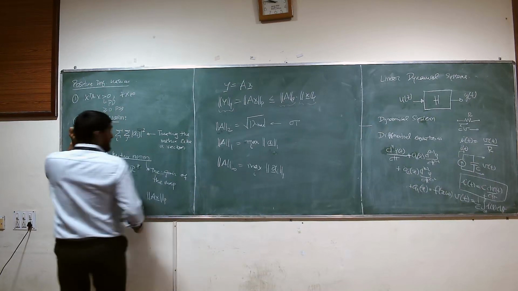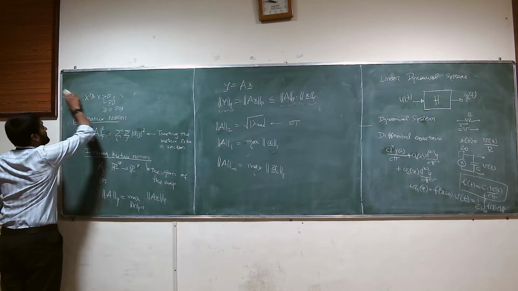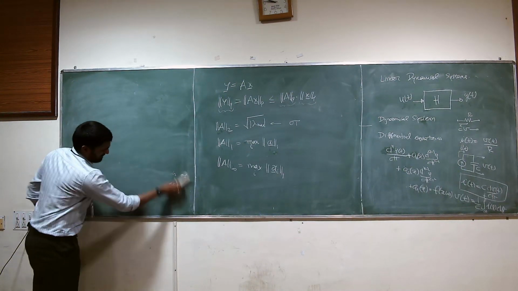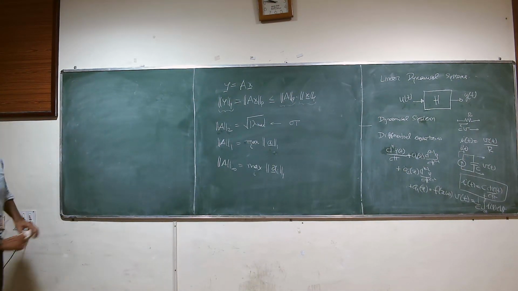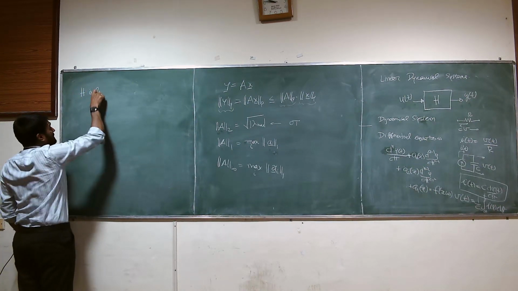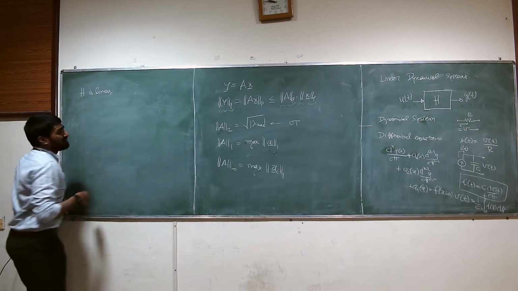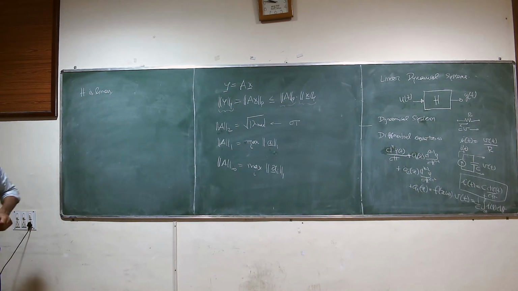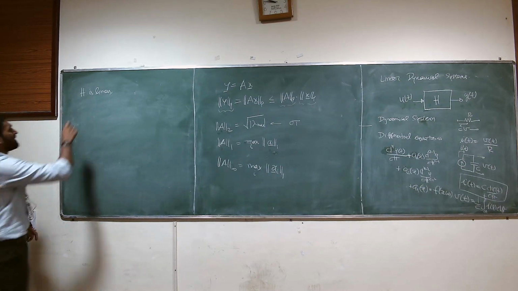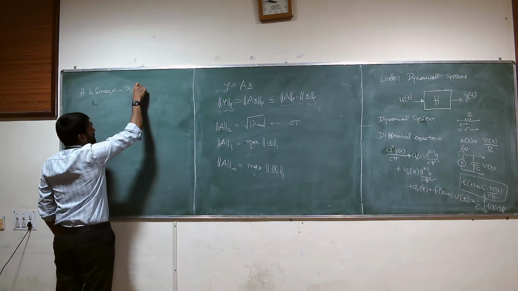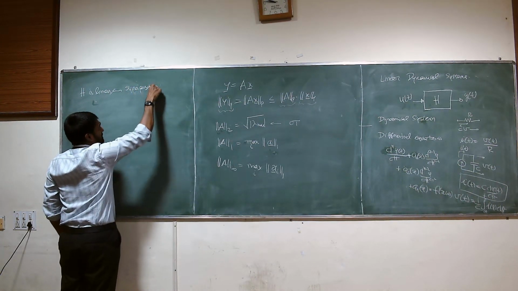Now, you say that a system H is linear. Let's say we want to restrict our discussions only to linear systems. You say H is linear. What is the condition for H to be linear? Yeah, right. So if it follows the, what is the superposition principle?